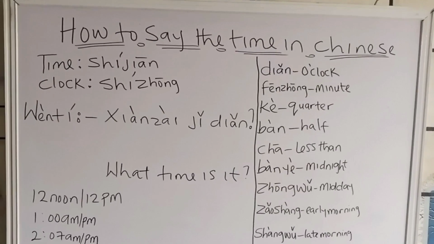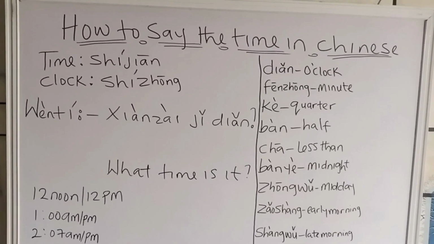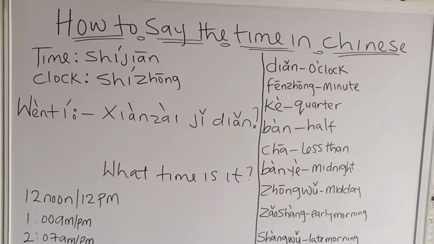Today, we'll be learning how to say the time in Chinese. Time in Chinese is 时间. Clock in Chinese is 时钟.